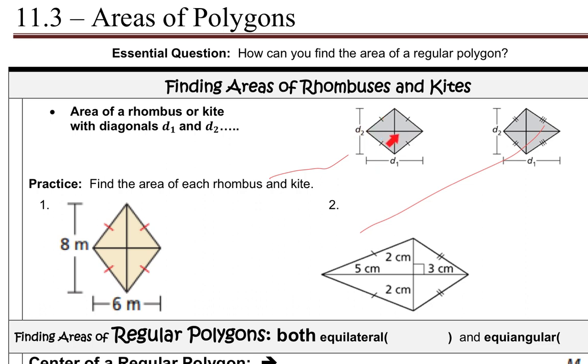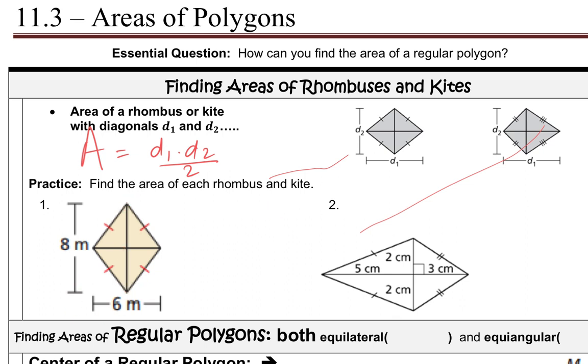So we just measure those, and the area formula is just you're going to take D1 and you're going to multiply it times D2 and you're going to just divide by 2. That's it. And so it doesn't matter what we have, whether it's something like this, that's still going to be D1, and something like that's going to be D2. So find the area of each of these.